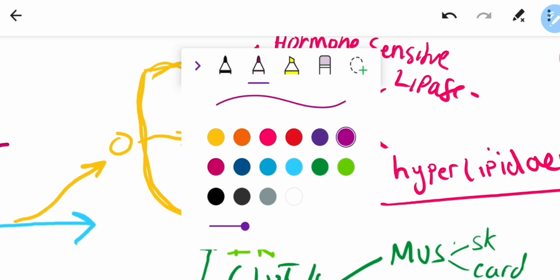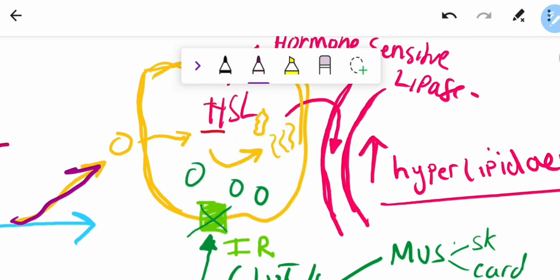I should have made it a different color, to be honest. I'll put in pink or purple, whatever it is.